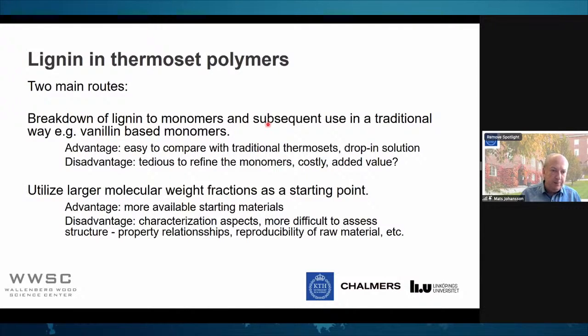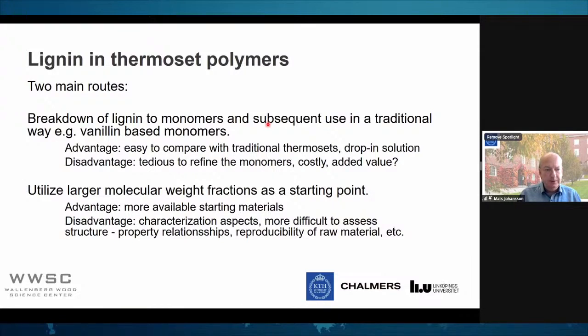One of the most explored is, of course, vanillin, that you can functionalize to be an acrylate or other components. The disadvantage with this approach is that it takes some effort to refine the monomers and retrieve them efficiently in purity, and that adds cost. And then you also need to present an added value of using this specific monomer, not only as a renewable, but with a respective function.